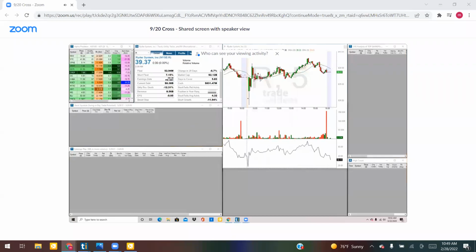A cross is when two moving averages cross over one another. Now, many people use different moving averages for their crosses on different time frame charts. You might have heard of the death cross on the daily chart. The death cross means when the 50-day moving average crosses underneath the 200-day moving average on the daily chart. That's a very bearish signal. And then the golden cross on the daily chart, in which the 50 moving average crosses over the 200-day moving average, is an extremely bullish type of setup.